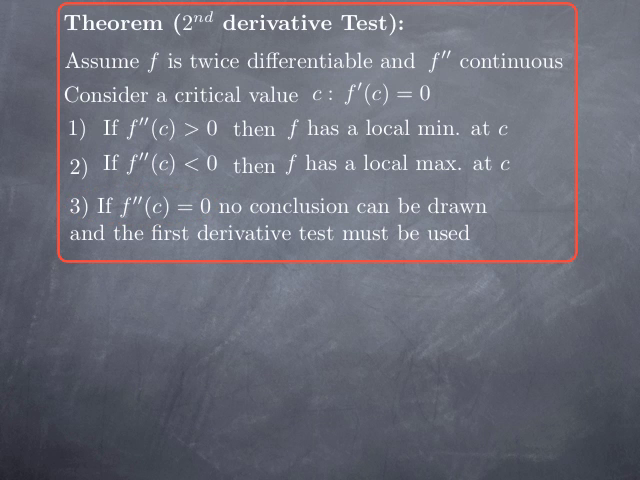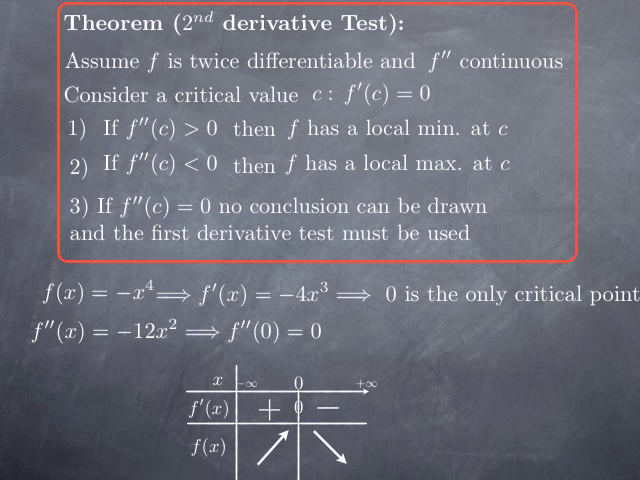But if instead of x to the fourth we took negative x to the fourth, 0 would still be the only critical value, and the second derivative would be negative 12x squared, so it still would be 0 at 0. On the other hand, looking at the first derivative test, we have the opposite derivative and therefore the opposite sign. It is positive for negative x and negative for positive x.